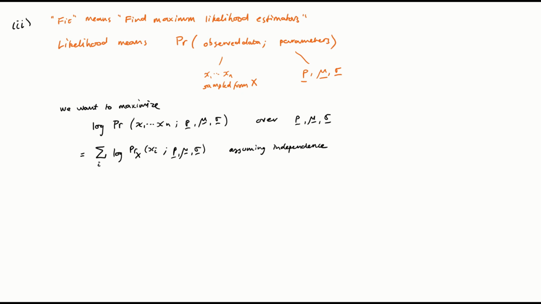So, if the xi are all independent, then the likelihood is the product of terms for each of the individual xi. Therefore, the log likelihood is the sum of the log likelihoods of each of the individual elements. And I'm writing out explicitly assuming independence. That's an assumption I'm making which wasn't stated in the question, so I better write it down.